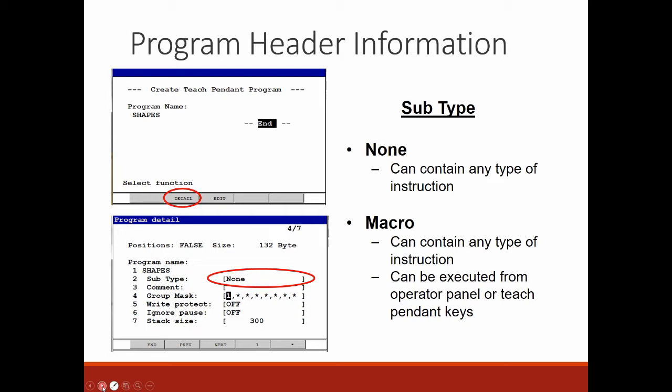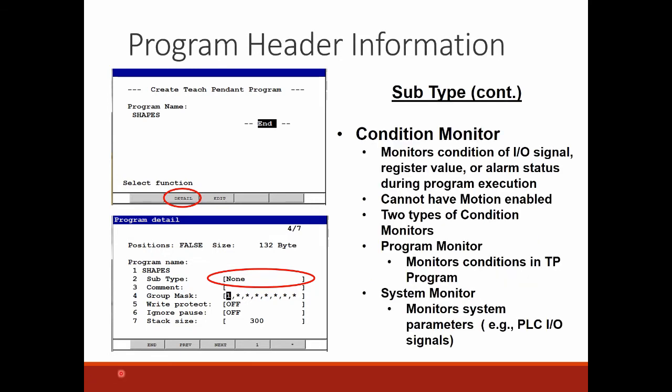The advantage of a macro is that it can also be accessed or executed from a teach pendant key, a special key, or an operator panel key. We can also create a condition monitor. These are a special type of program that will only execute when it sees a certain condition exist, either through an I/O signal, a register value, or alarm status, in which case it would execute a series of functions.